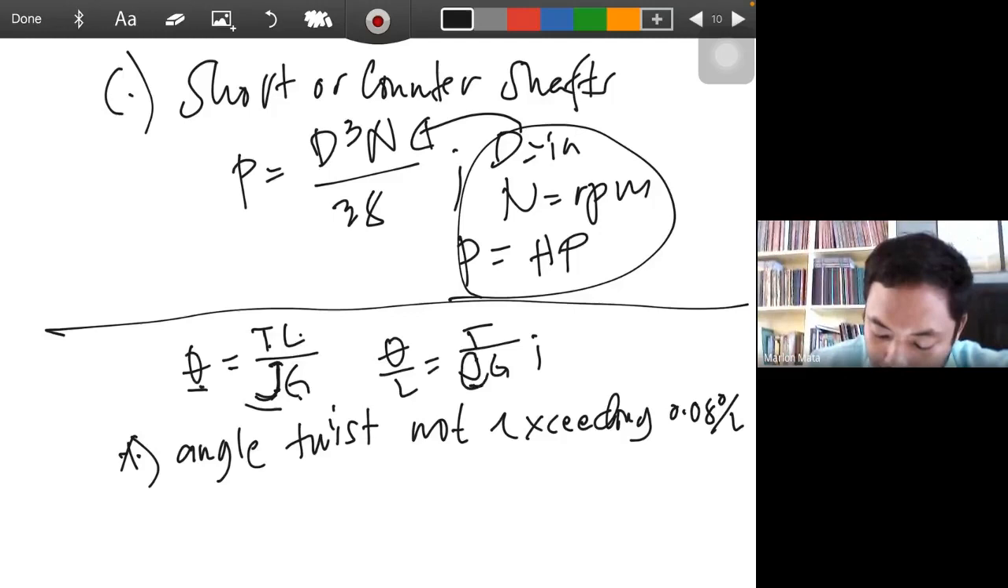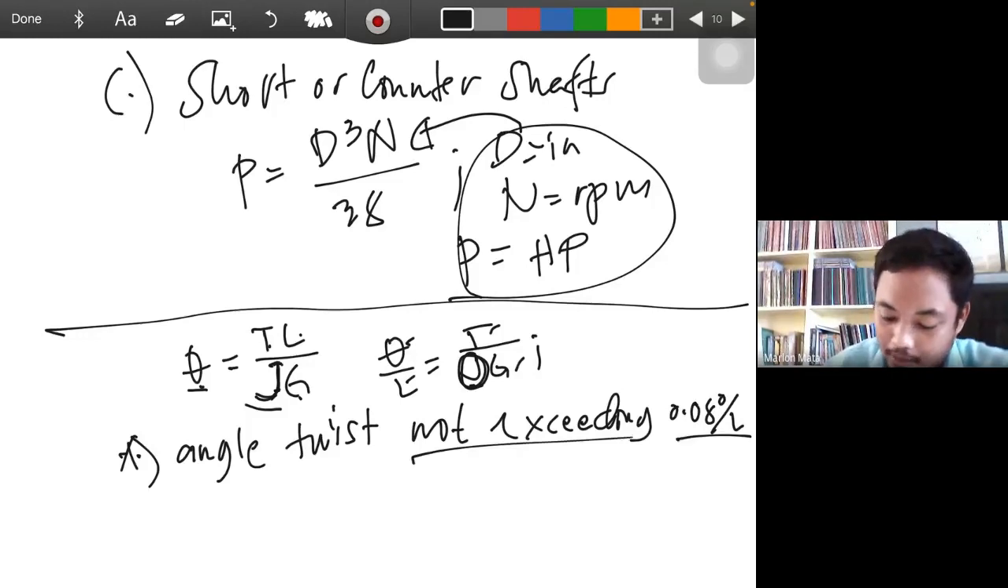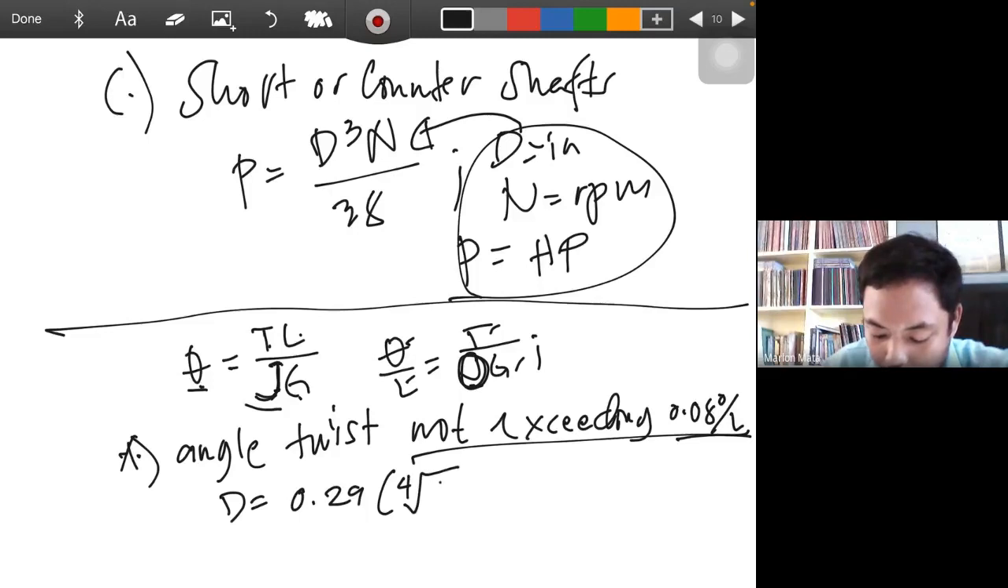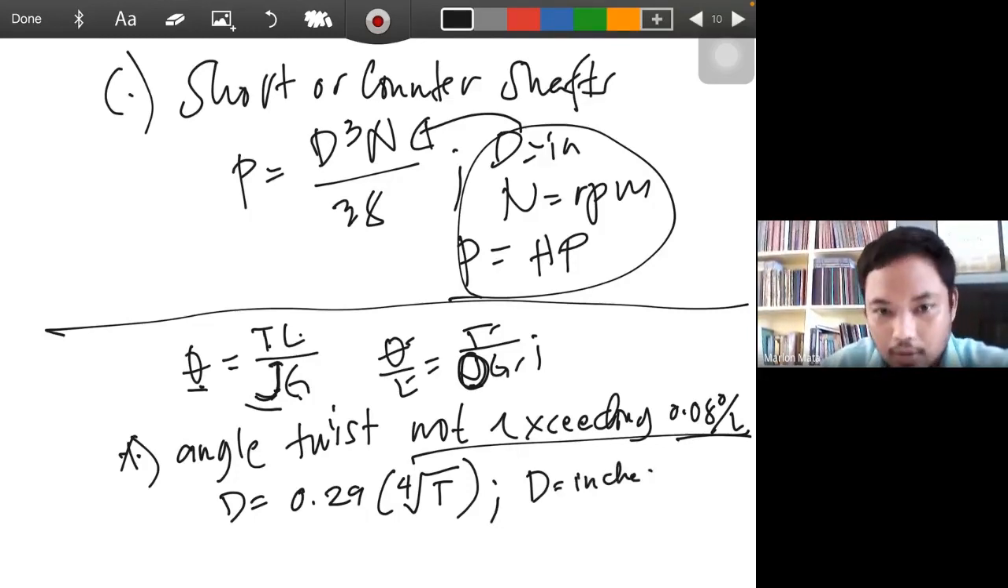For example, you will find the diameter here. Everything is given. The problem is that if you shift-solve this, your calculator will hang, and if you solve it by the long method, it takes a long time. So these formulas that I'm going to show you will give you an easier way. If not exceeding 0.08 degrees per length, you get that the diameter for this is 0.29 times the fourth root of torque. The diameter is in inches, so no other choice, memorize.